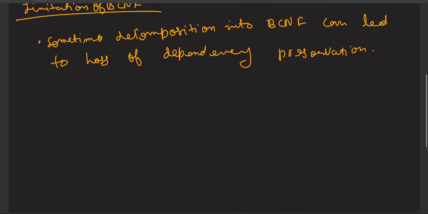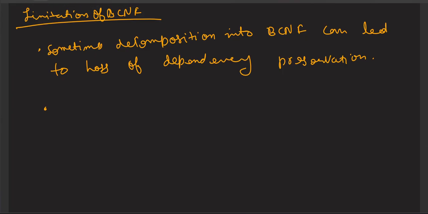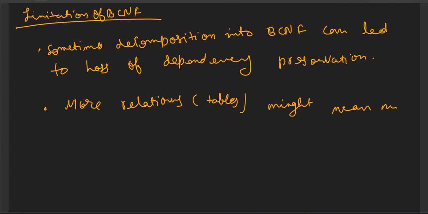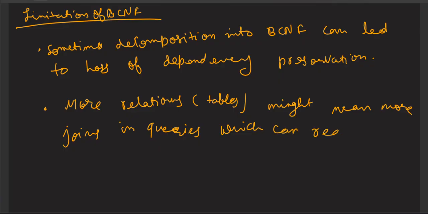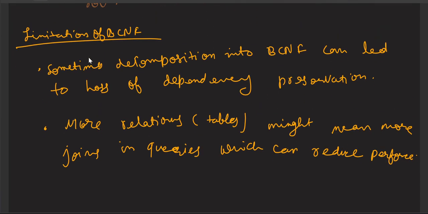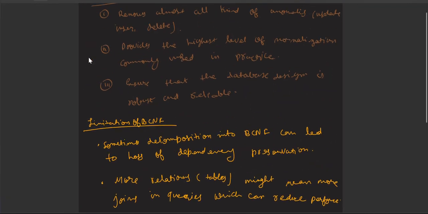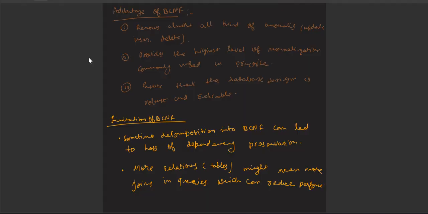Okay. And the second limitation is it creates more relations, meaning more tables, which might mean more joins in queries, which can reduce performance. So these are some limitations of BCNF.